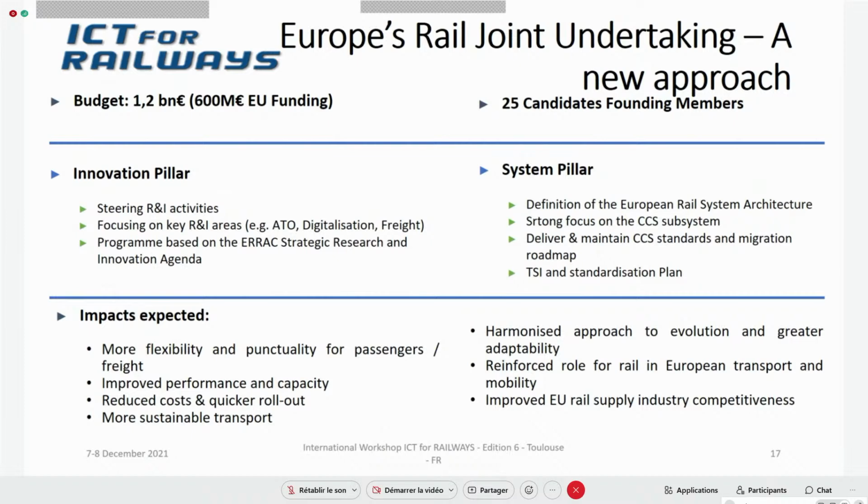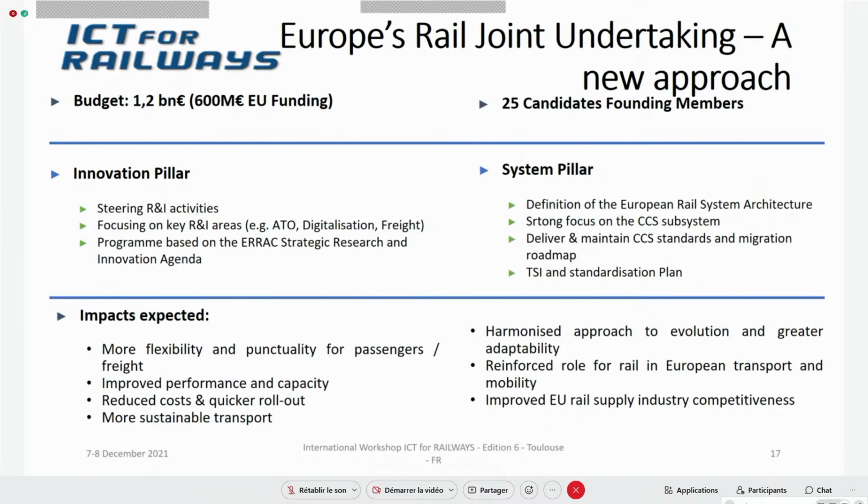So now there are working groups who started working on this topic, and it's also important to see what will be delivered and maintained on the CCS standards and migration roadmap, and also to work on the TSI and a standardisation plan. I think we had a presentation a few minutes ago on this.